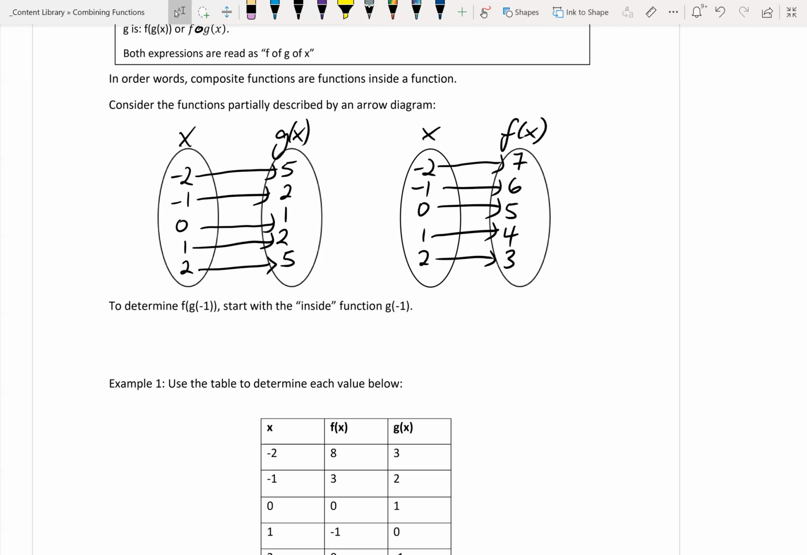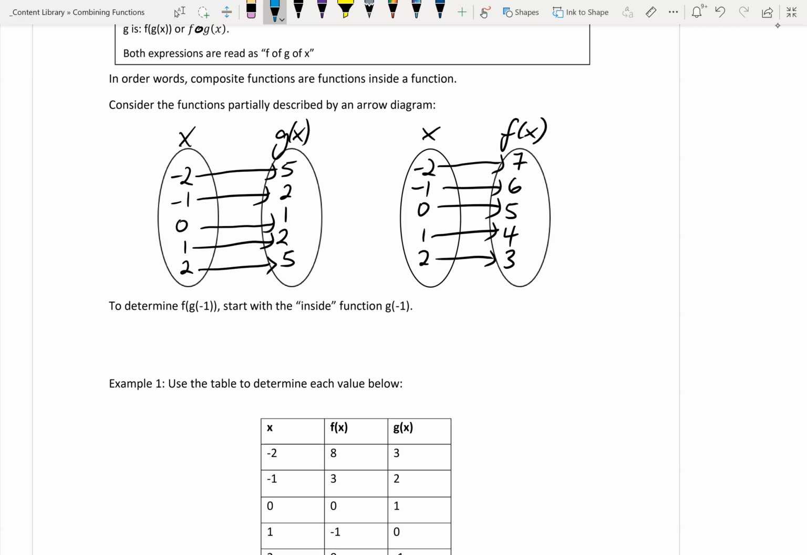Please take the time and copy down these few sets here for your x, your g of x, and f of x. So your input is your x, and we're going from -2 to 2. And then g of x and f of x, those are like your y values for that specific function. So go ahead and copy that down, and then we're going to find f of g of -1.